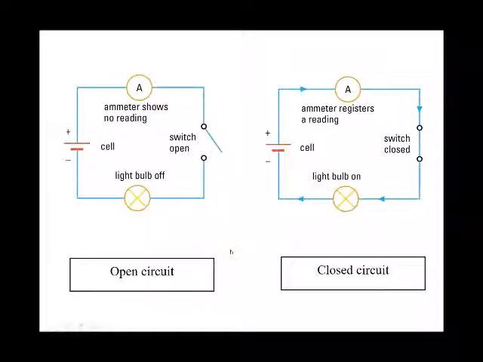Okay, so next we're going to take a look at the difference between open, closed, and short circuit. So open circuit, you know what it means. It simply means that the switch is open, current cannot flow through, and the light bulb will be off. In a closed circuit, the switch is closed, the current can flow through, and the light bulb is on.